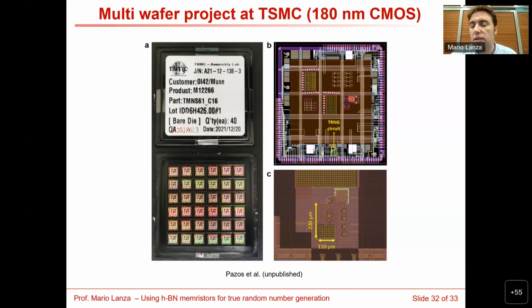We have many things in this microchip because we have area. This is from 180 nanometer CMOS technology, so we can put many things here. Our true random number generator circuit is just this thing, which you can see here. So we are now testing this to see if we can provide a custom solution for this true random number generation.